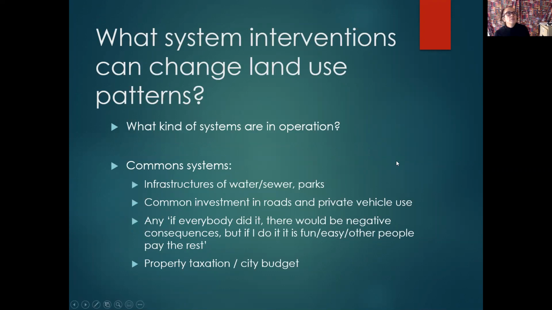So what system interventions could change land use patterns? We need to look at what kinds of systems are in operation. We know that there's financial and real estate and economic and political systems.